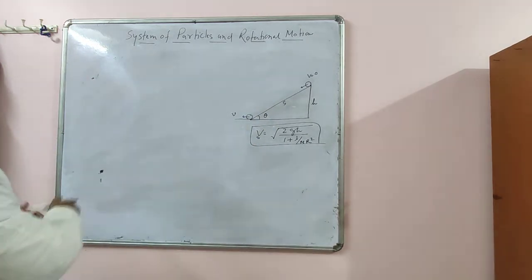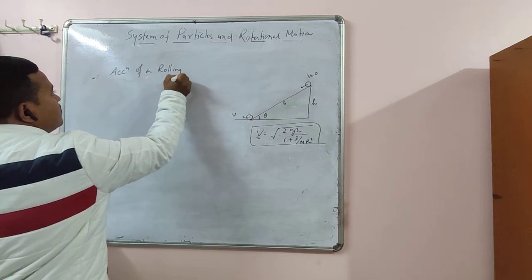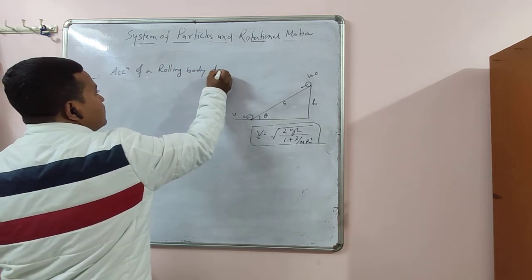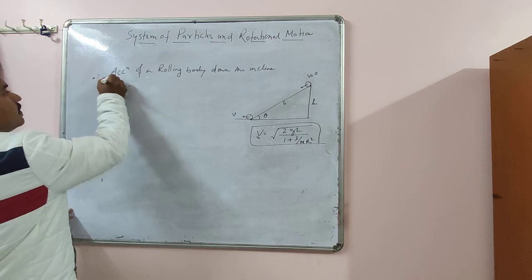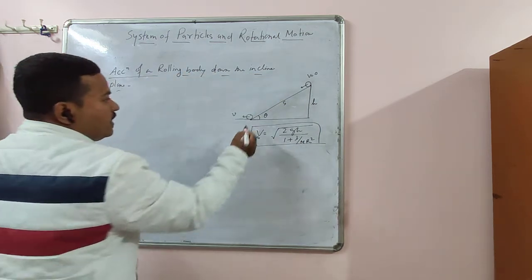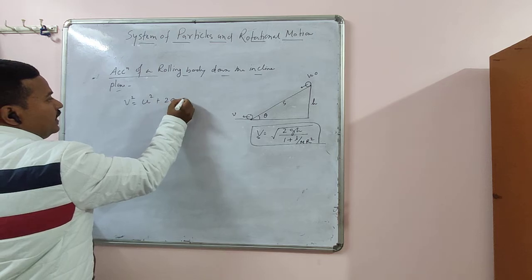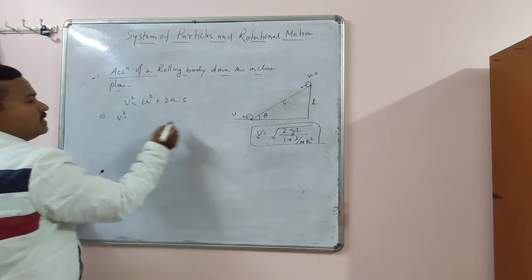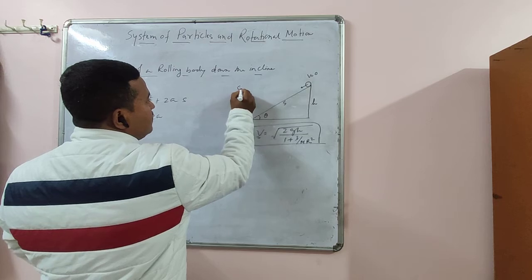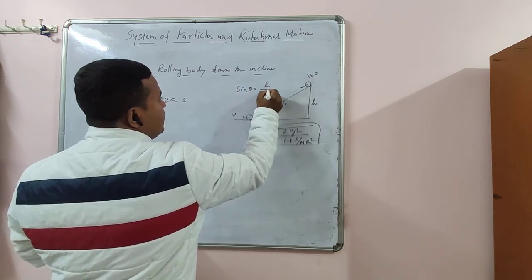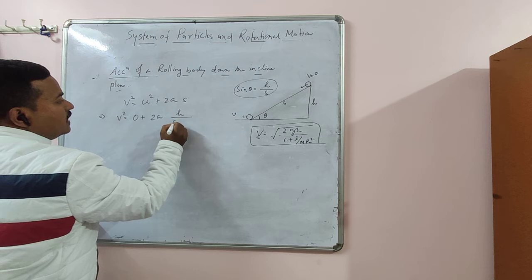Now let me find out acceleration of a rolling body down the inclined plane. So how can I find acceleration? Use this equation here. It is v square equal to u square plus 2as. So v square equal to, u means initial velocity, here it is 0, 2as. S how can you find out? You take sin theta. It is perpendicular by hypotenuse, means h by s. So from here, what is s? S will be h by sin theta.